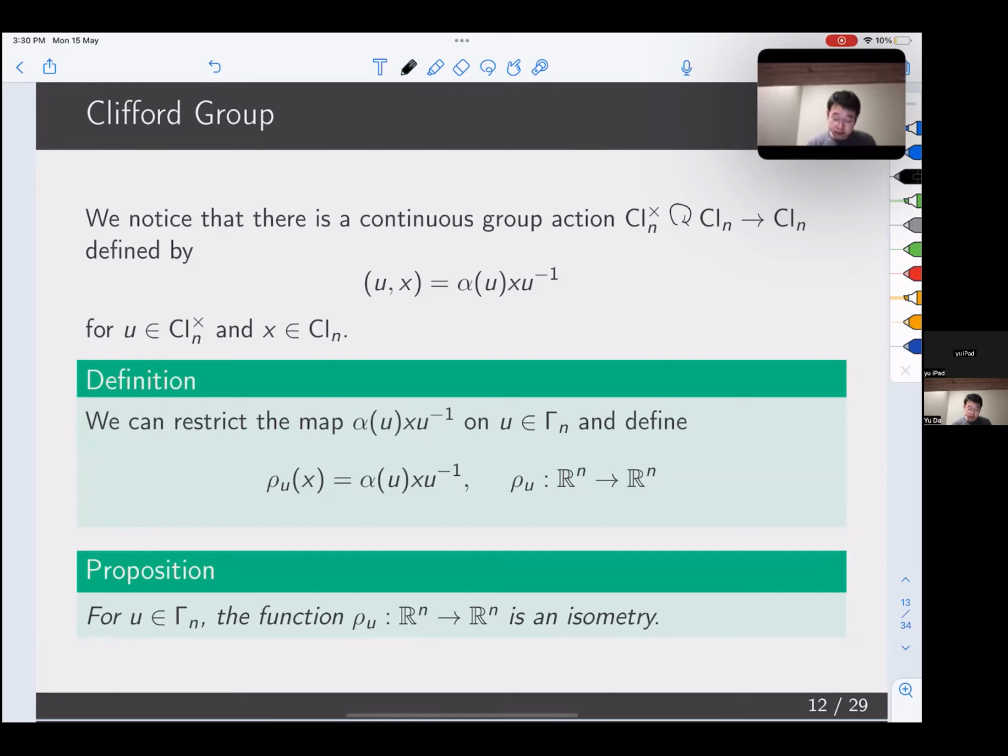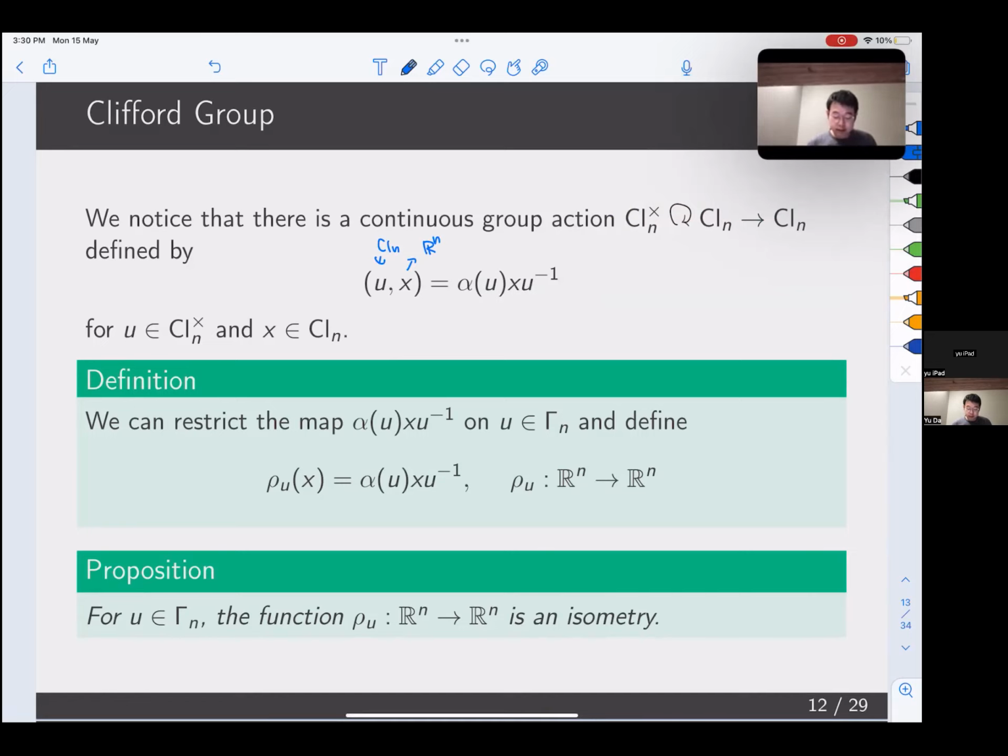So we notice that there's a continuous group action of CLN on CLN, defined by U and X going to alpha(U) X U inverse, using the definition from gamma n. Here U is in CLN and then X is in Rn.